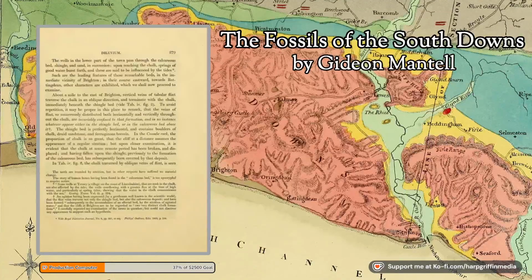And these are said to be influenced by the tides. Some wells at Tetney, a village on the coast of Lincolnshire, that are sunk in the chalk are also affected by the tide, the wells overflowing with a greater flux at the time of high water, and particularly at spring tides, showing that the water in the chalk communicates with the sea. Geological Transactions, Volume 3, page 394.